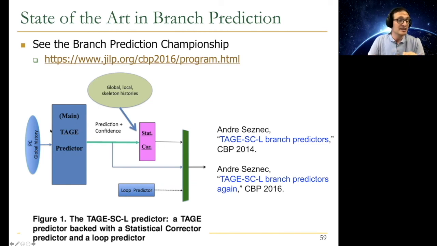Okay. This main predictor gives you a prediction, and you basically apply some statistical mechanisms, different histories, global, local, and something called skeleton, which I'm not going to go into. Basically, you apply some mechanisms to statistically correct the prediction that you get. And you also look at the confidence, how confident you are in the prediction. So you use a lot of information to decide whether the prediction you're getting from the main predictor is correct or not. And then you overturn the prediction based on what you know otherwise, separately from the TAGE predictor. On top of this, you have a loop predictor as well, as we discussed.